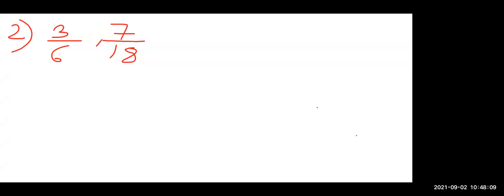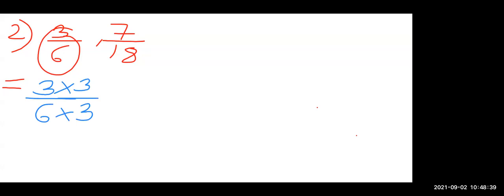So what should we do? We will change this part, that is 3 upon 6. So what do I have to write down? Multiply by 3. When we multiply the denominator by 3, the numerator should also be multiplied by 3. Okay, now 3 3s are 9 and 6 3s are 18.